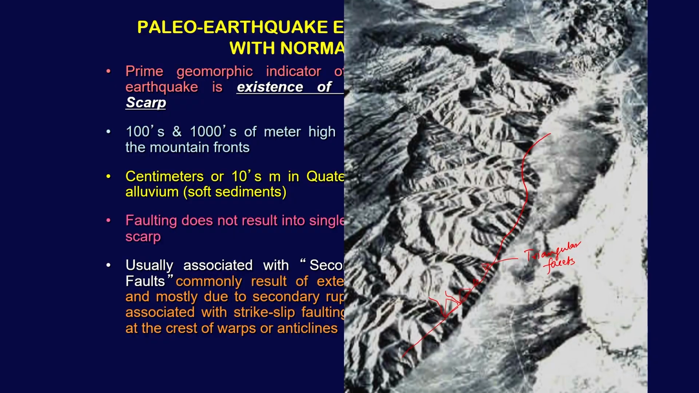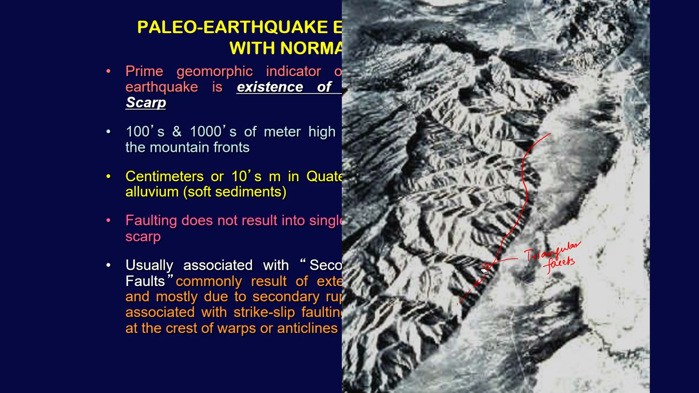So, this is a close up of what we were talking about, the triangular facets and very sharp front. This sharp and prominent front you can also see in a reverse faulting environment, but you will not be able to see the triangular facets, because these triangles we are looking at here are themselves the fault planes actually.